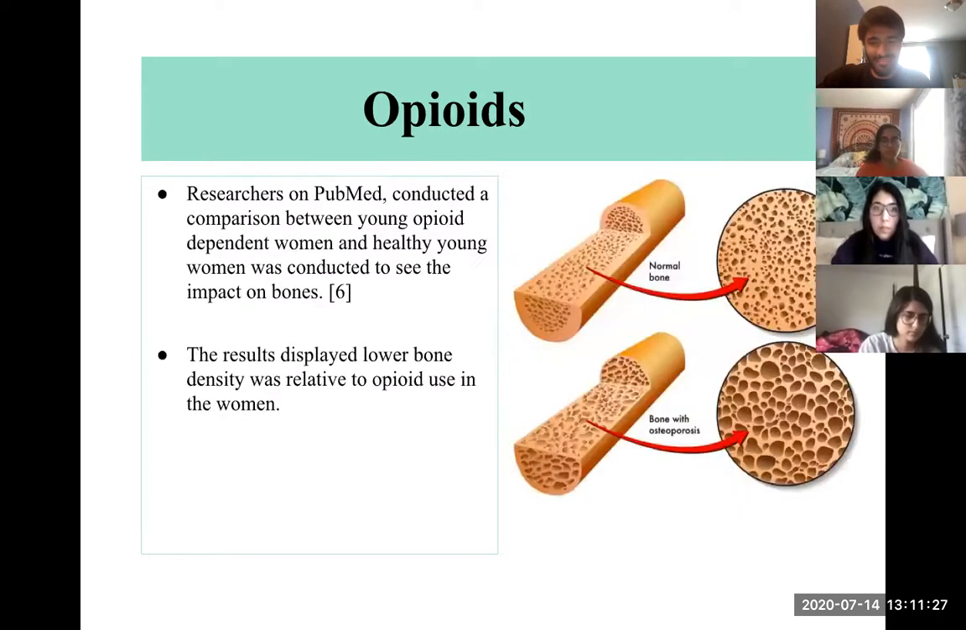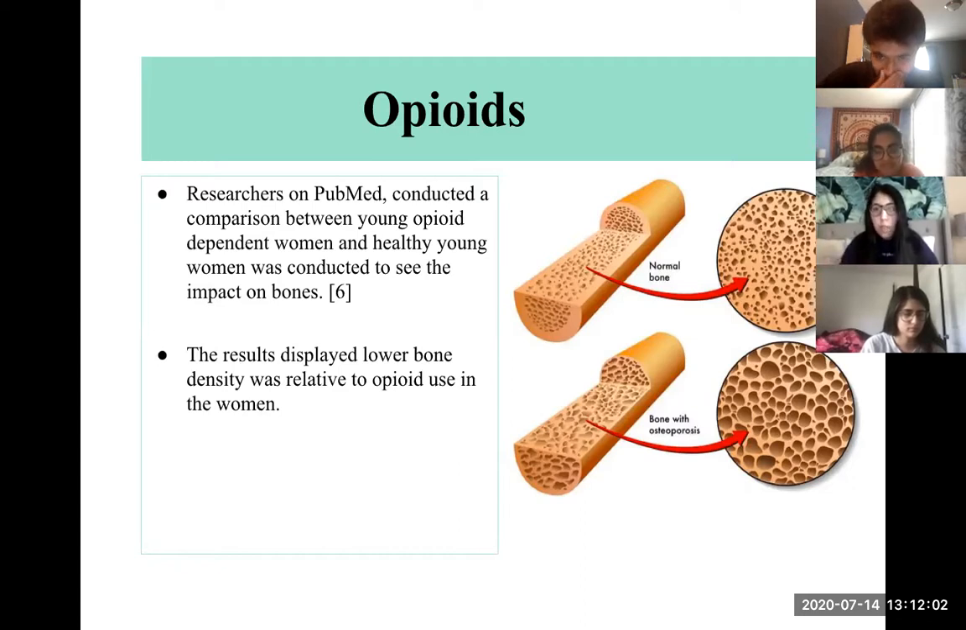And a lot of that means really bad damage on the bones. So researchers on PubMed conducted a comparison between young opioid dependent women and healthy young women to see the impact on the bone health. They wanted to make sure it was on young women because already in your older age, your bones will start to weaken and have some osteoporosis naturally from just age. So they wanted to make sure it was young adult women so the focus of the study could be more realistic. They found that lower bone density was relative to opioid use in the women.